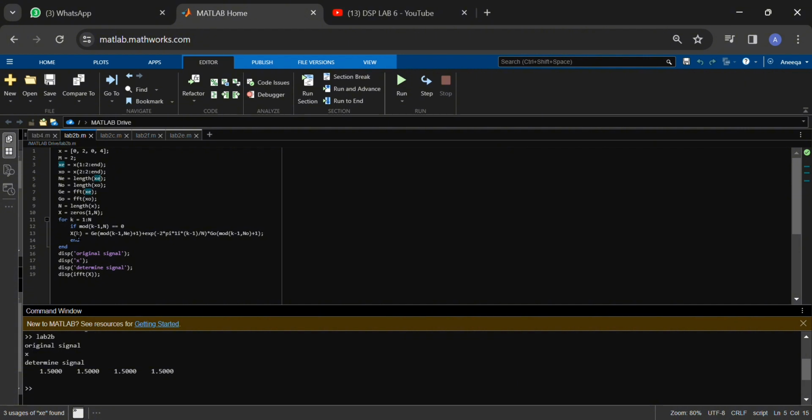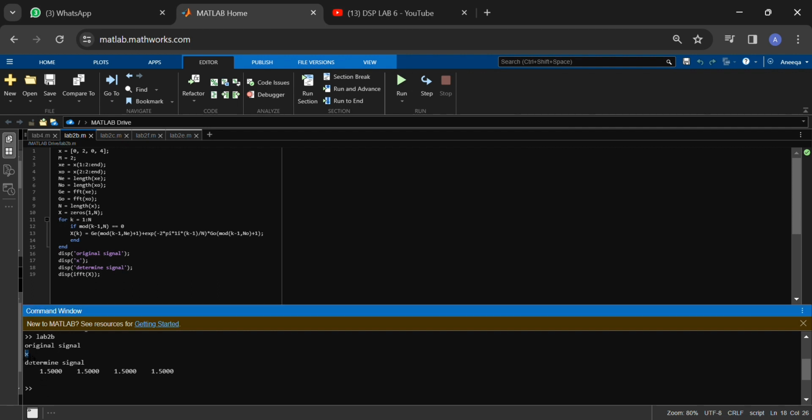And again, here we have used a condition. According to this condition, if it is met, then we have our fast Fourier transform, otherwise we have no results. And then we have used the formula, and again we have displayed the original signal and determined signal. When we run this function, we have the following output, in which we have our original signal, this, and this is our determined signal.